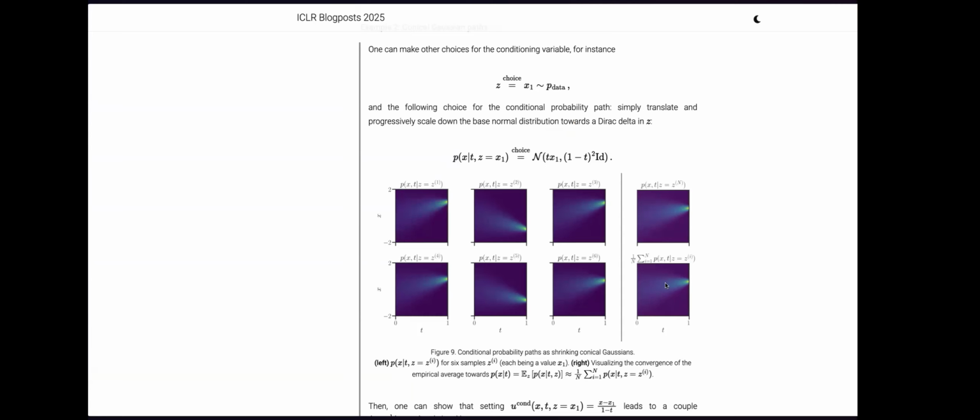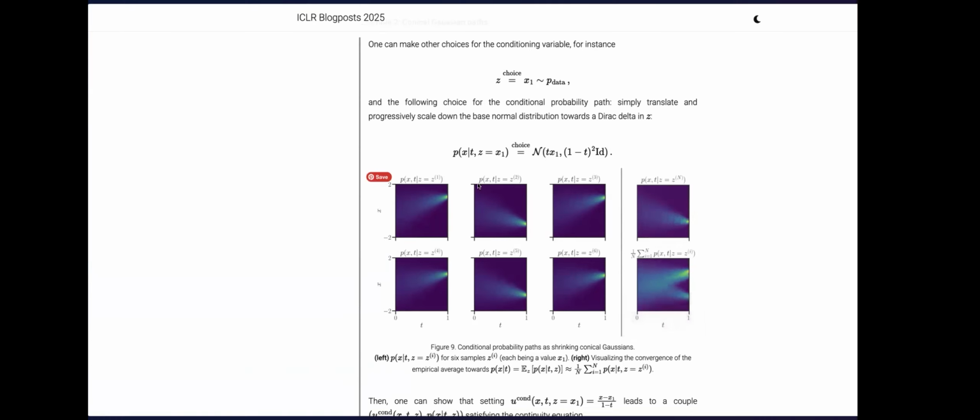Let me play the animation. On top, it's the new sample. On bottom, it's the average of all samples. Definitely it would work, but I'm trying to say, what if we choose another probability path? That's fine as long as we respect the two boundaries, right?